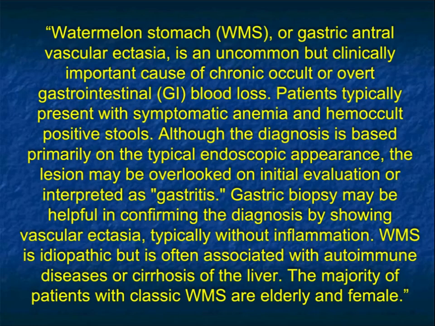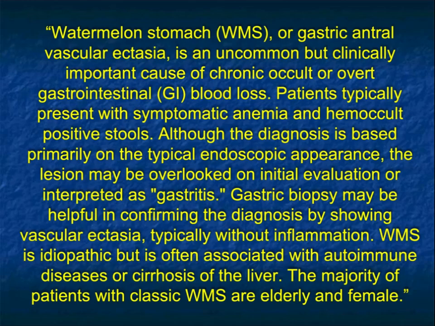This was a unique case. It's called gastric antral vascular ectasia. It's an uncommon but clinically important cause of chronic occult or overt GI bleeding. It's also known as watermelon stomach. Typically, its endoscopic appearance is where the lesion kind of looks like gastritis but has a watermelon type appearance with dark and low density areas. It's an interesting finding.